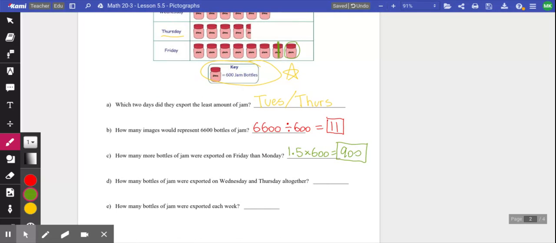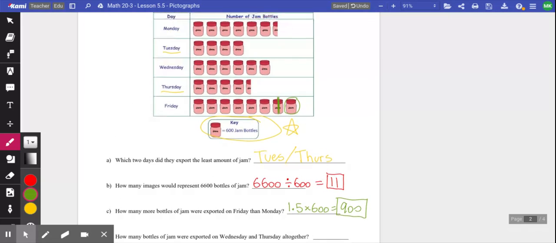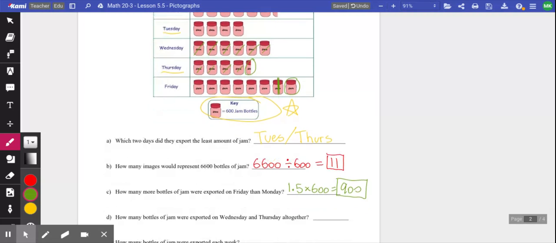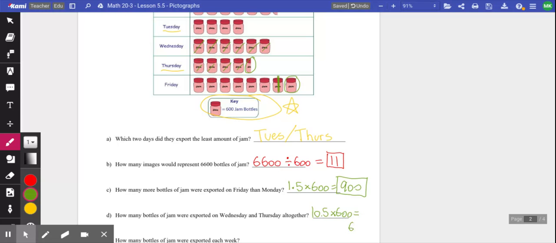D, how many bottles of jam were exported on Wednesday and Thursday all together? So if we're doing Wednesday and Thursday together, we're going to count our jars. 1, 2, 3, 4, 5, 6, 7, 8, 9, 10 and a half. 10 and a half total pictures. Each picture is 600, so multiply that by 600, and you should get 6,300 jars.